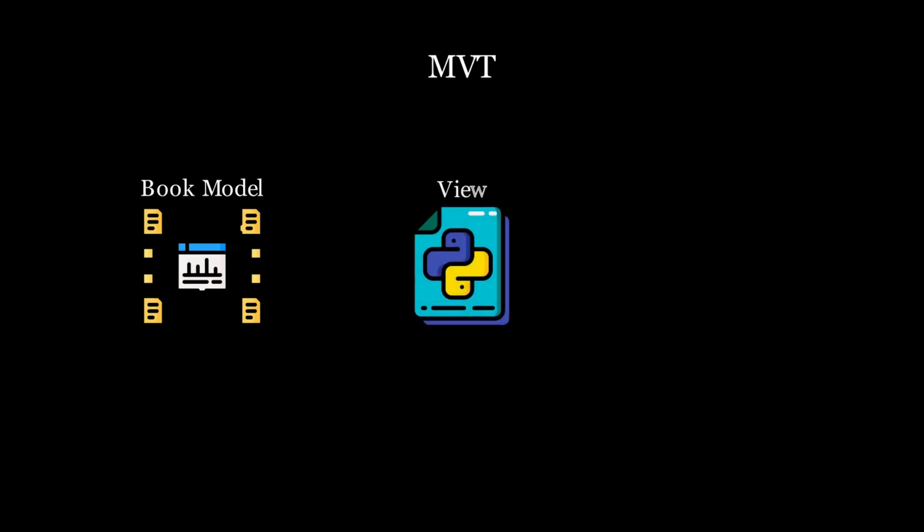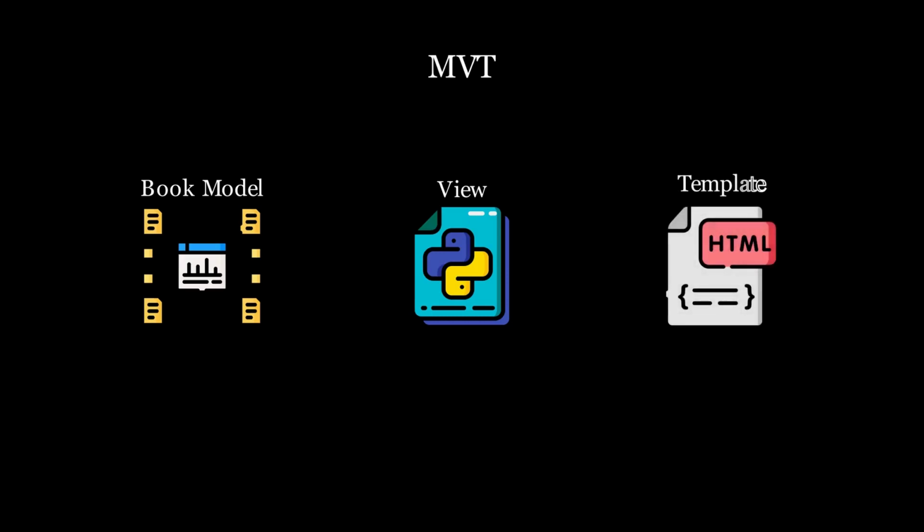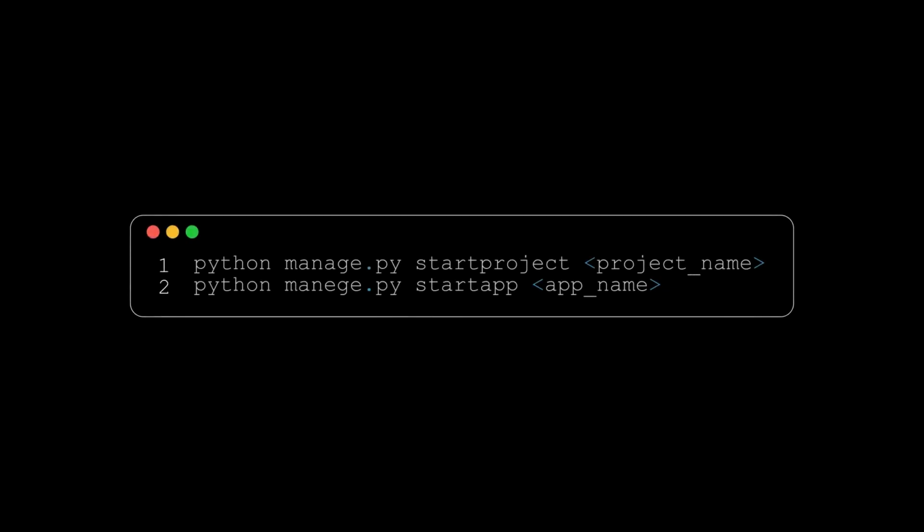MVT. We'll now look at some examples to illustrate how MVT works in practice. MVT stands for Model View Template. Let's say we have a book model that stores information about different books, and we want to edit information about a book. We would have a view to fetch the book data from the database and provide the book model. We would pass context information containing the book object and other data to a template that would show a form to capture the new information.